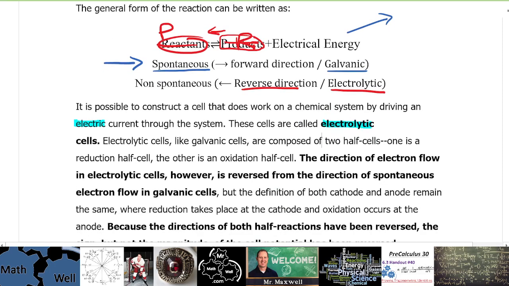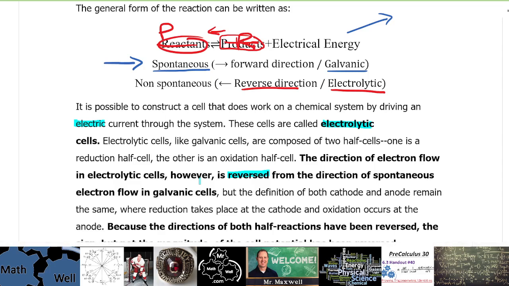Electrolytic cells, like galvanic cells, are composed of two half cells. One is a reduction half, the other is oxidation. The direction of electron flow in electrolytic cells, however, is reversed from the direction of spontaneous electron flow in galvanic cells. So we have to get our head wrapped around this, and it is tougher than a brand new concept, I would say, to remember, because you've just learned where the electrons go in a voltaic galvanic cell, and now you have to think about applying energy to go backwards.